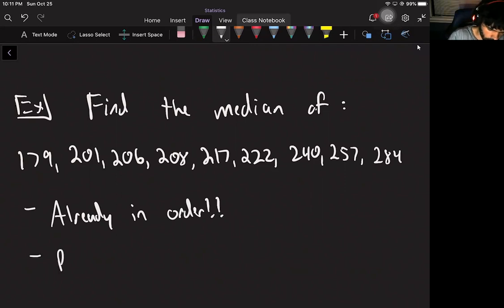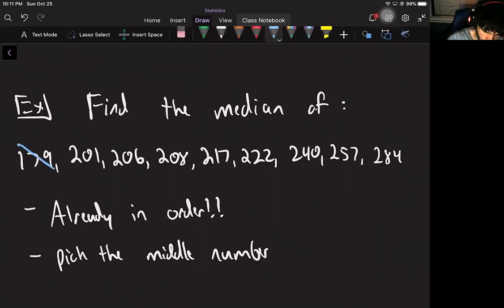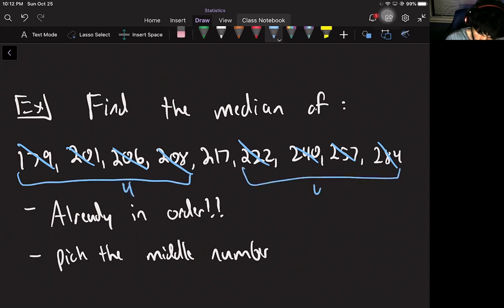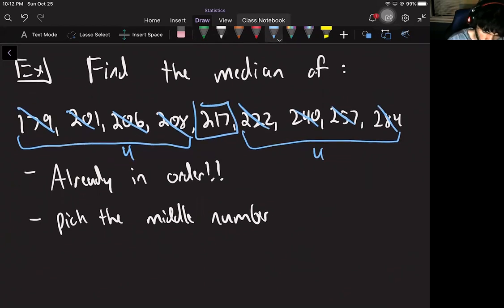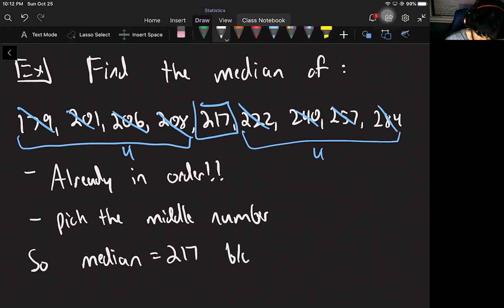And now I just pick the middle. So we can go ahead and do that by either counting or just sort of crossing things out. There's a couple ways to think about it, but let's do it like this. So cross these out. That's one way to do it. So I crossed 4 out on each side. So there's 4 over here, there's 4 over here. So this guy is right in the middle. So 217 is the median, because it's in the middle.